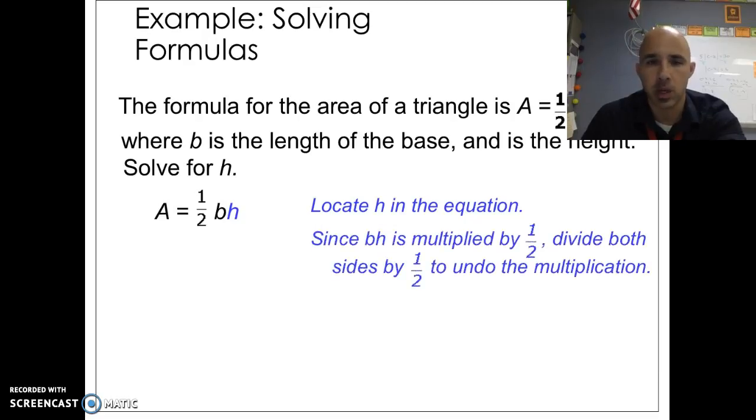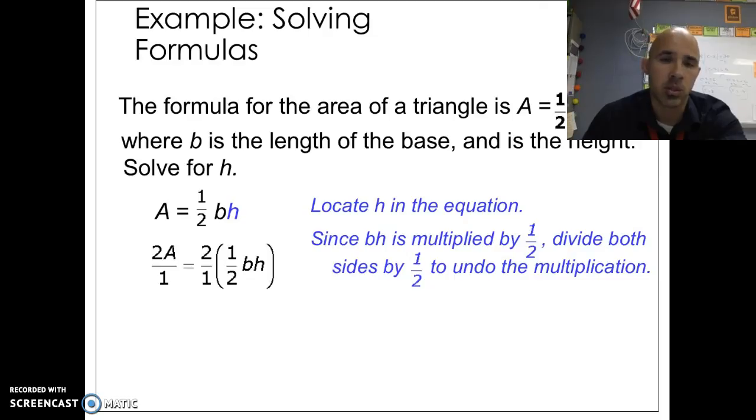So in this particular case, I'm going to go ahead and divide. Actually, instead of dividing by a half, I'm going to multiply by the reciprocal of the 1 over 2. So the 2's will cancel, the 1's will cancel. Do the same thing on the other side. You got 2a equals bh.